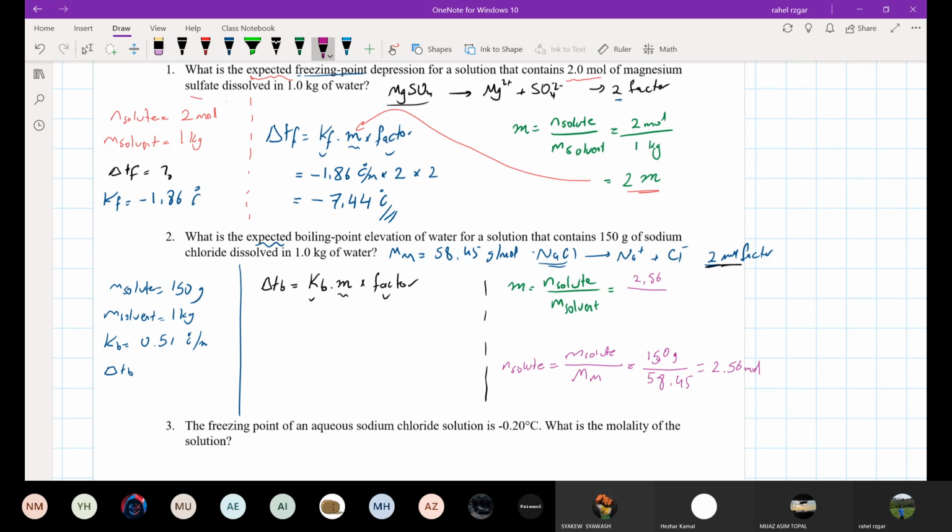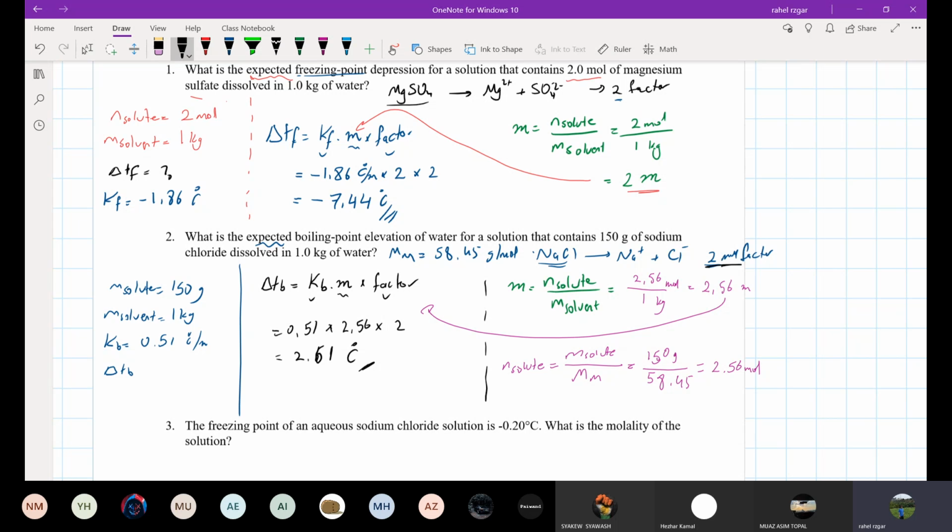2.56 divided by 1 kilogram, this is mole, is still 2.56 molar. Now we have the molality, put it here. Delta TB equals 0.51 times molality 2.56 times factor, which is 2. I think it's 2.61. Let's just check. 0.51 times 2.56 times 2. Yes, 2.61 Celsius. That's it. Same thing.